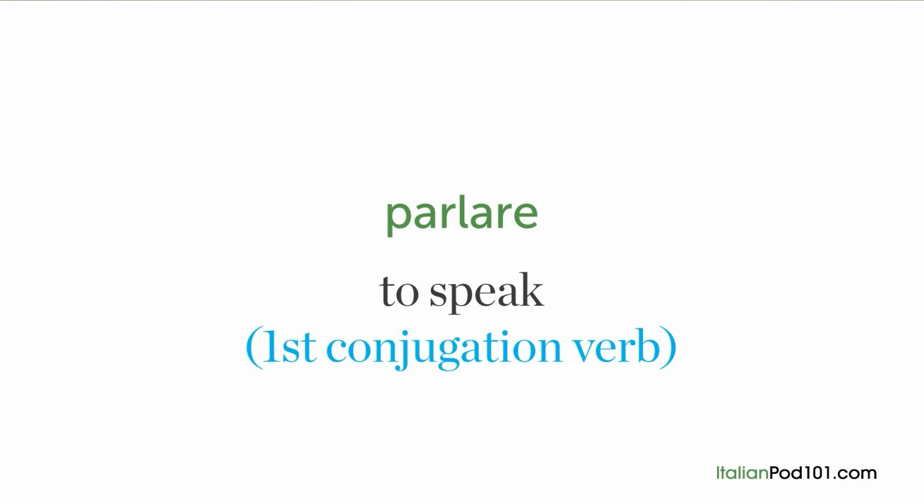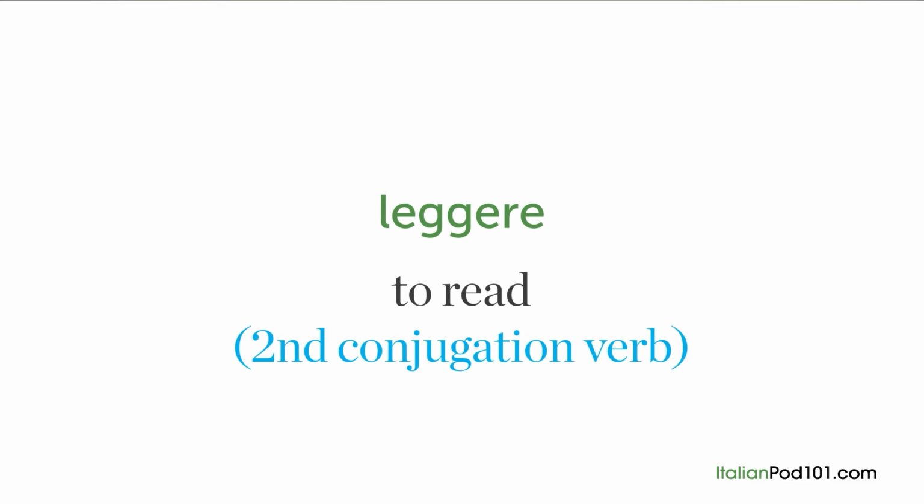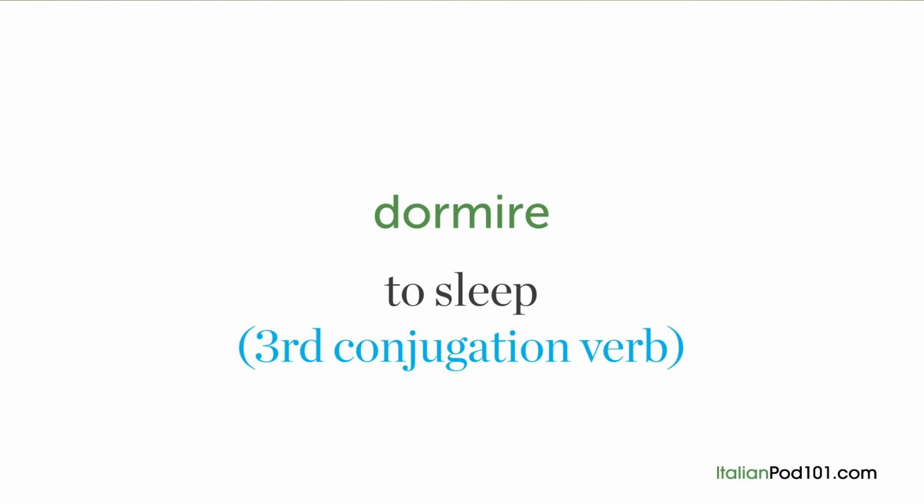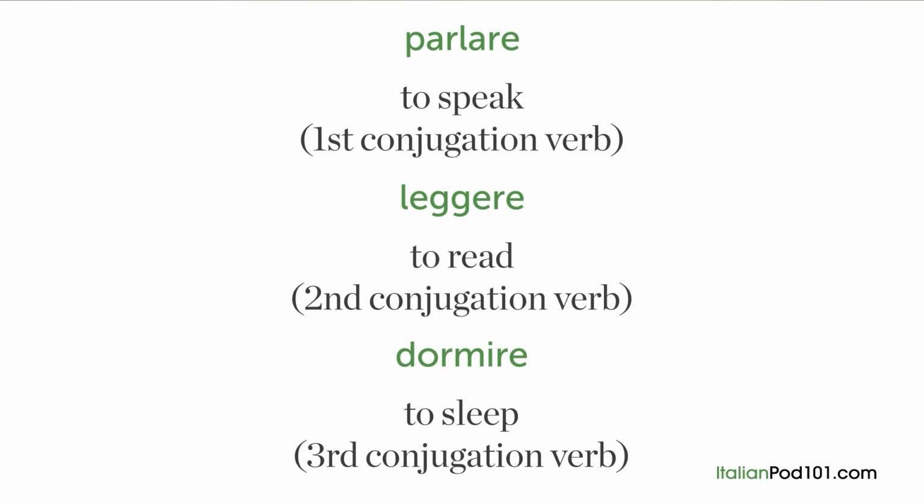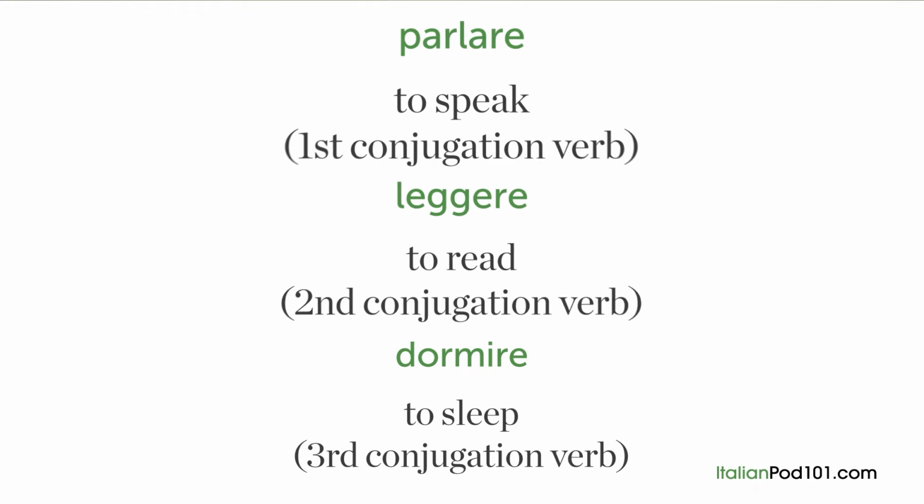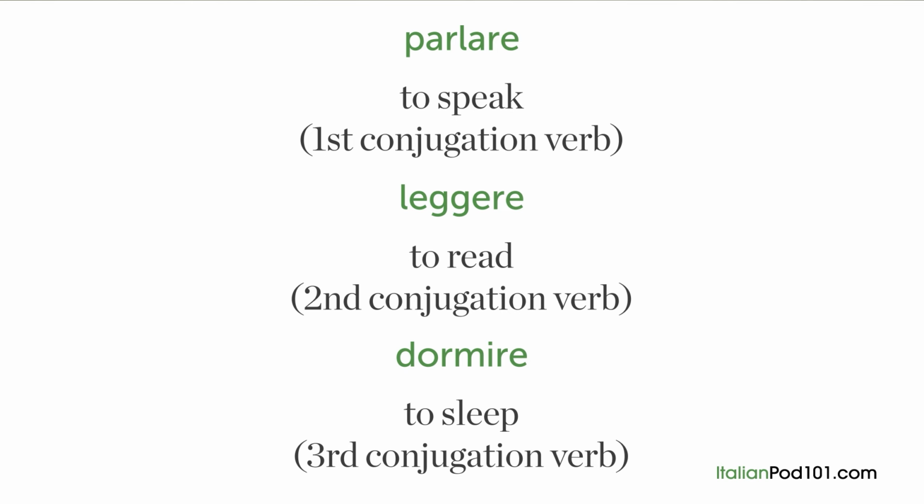Verbs of the first conjugation end in are, for example, parlare, meaning to speak. Verbs of the second conjugation end in ere, for example, leggere, meaning to read. Verbs of the third conjugation end in ire, for example, dormire, meaning to sleep. Each group has a different and regular conjugation pattern. Even if there are a lot of irregular verbs, most Italian verbs follow one of these 3 systems of conjugation.